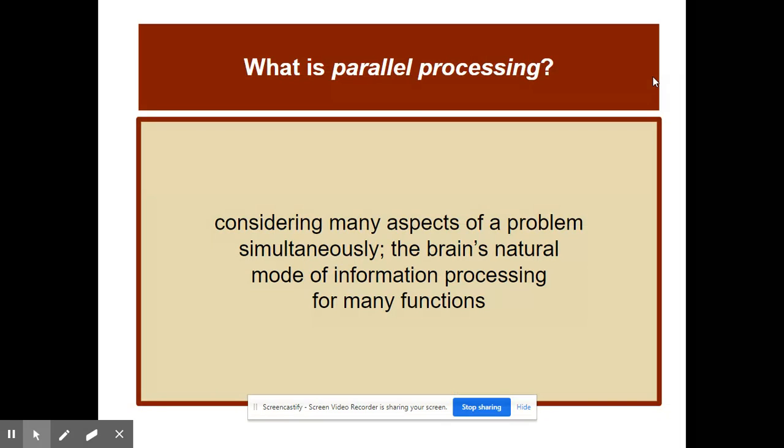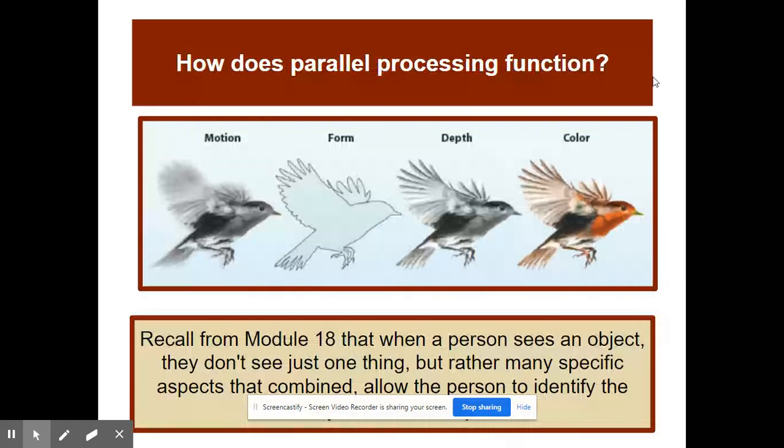One of the concepts that we talked about before is this idea of parallel processing. This is where we can basically look at many aspects of a problem simultaneously. The brain's natural mode for information processing has many functions. One of the things that we did when we did sensations and perceptions is being able to see motion, form, depth, and color.